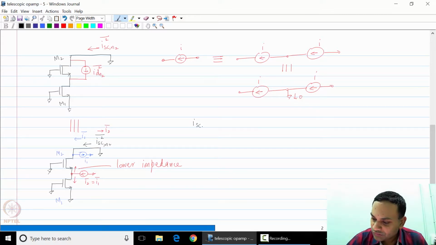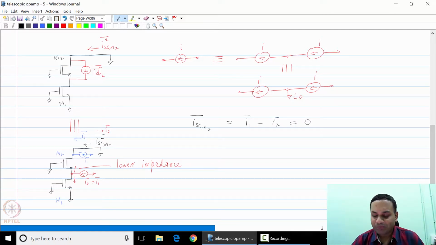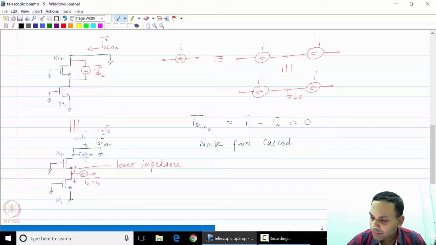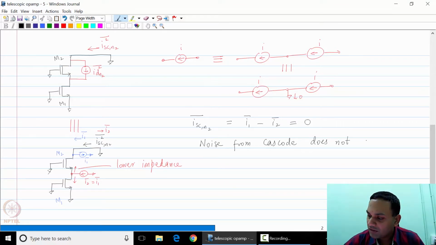Therefore, ISCN2 is equal to I1 minus I2, which is equal to 0, since I1 and I2 have the same magnitude. This means that the noise from the cascode transistor does not appear inside the short circuit.